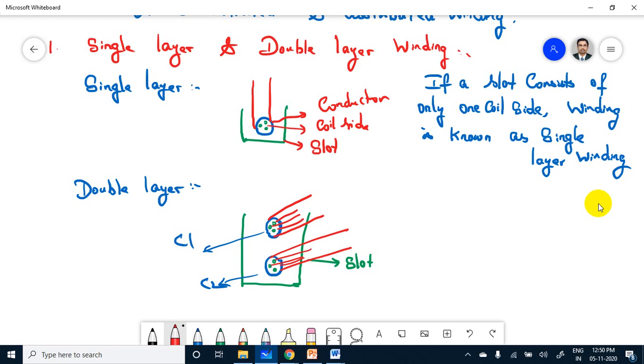Two conductors will be placed in only one slot: one conductor on top and another conductor at the bottom. This type of structure is known as double layer winding. For all other values, x of k is 0.